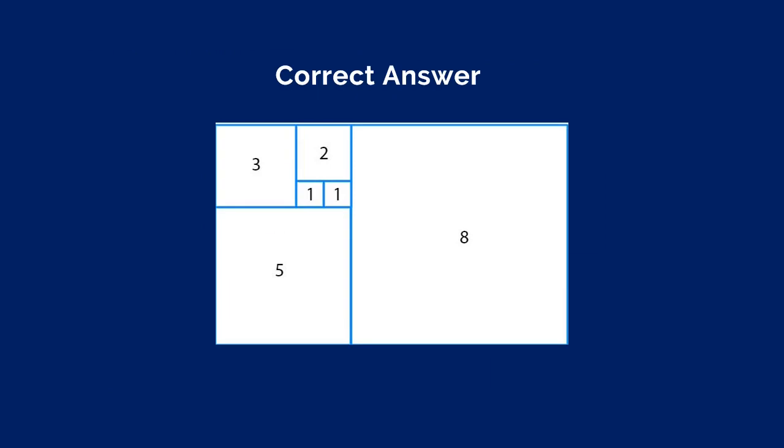So if you paused the video, this is the answer to that certain problem. Here you have two squares of side length 1, so you put the square of side length 2, and then this one has a side length of 3, so you put the square of side length 3 here. This one has a side length of 5 and so on, right? And lastly, the square whose side is equal to 8.